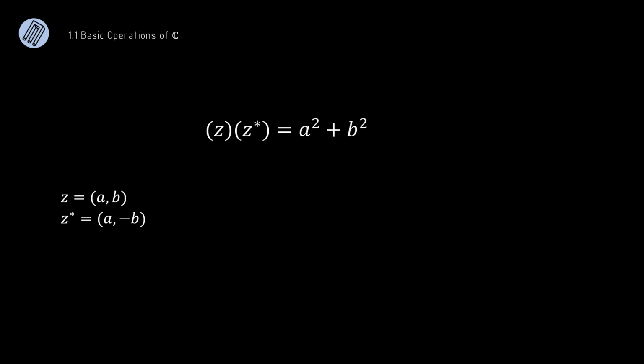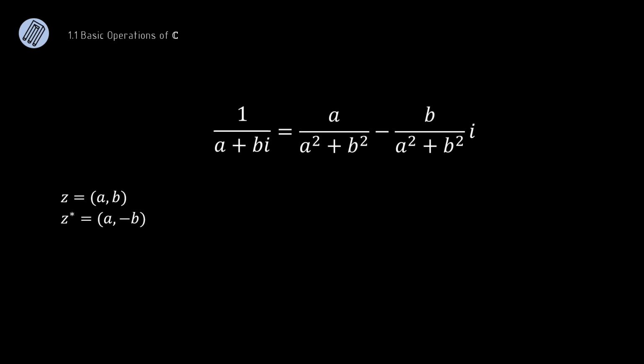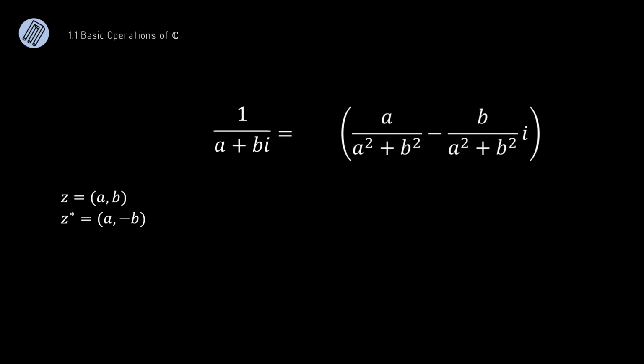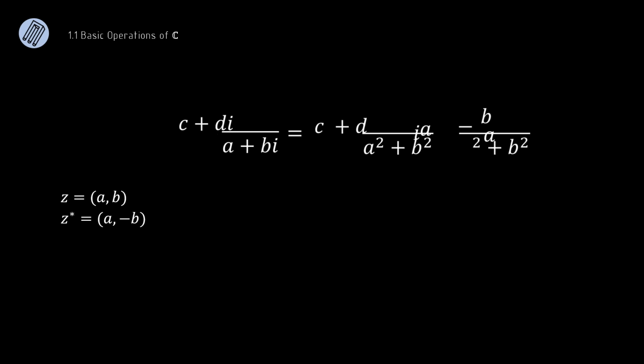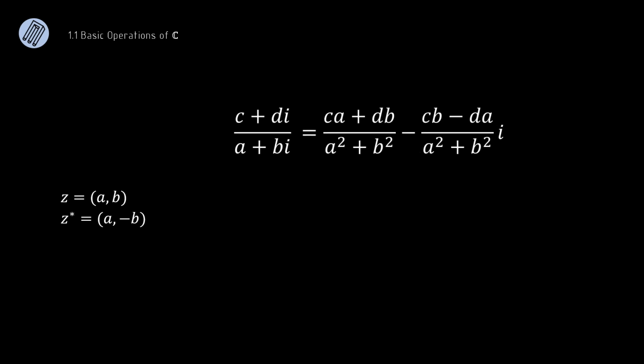Now, if I do some algebra and move the complex conjugate to the other side, then take the reciprocal of both sides, I see that the reciprocal of a complex number is equal to its conjugate over a squared plus b squared. Doing some algebra, I can split this up into a real and a complex part. Now, if I multiply both sides by another complex number, say c plus di, and do some simplification and algebra, I now have the formula for dividing a complex number by another complex number.